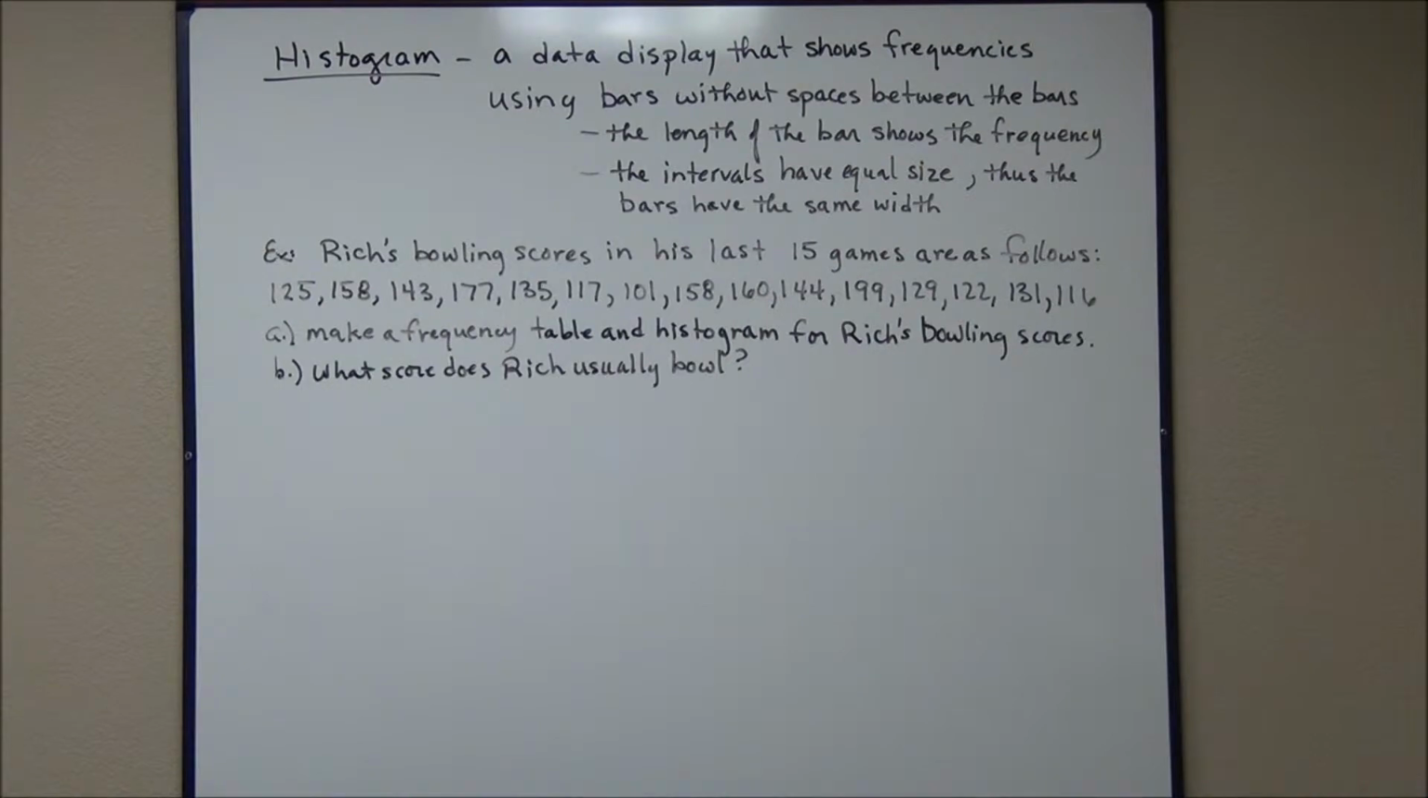So it's kind of like a bar graph, but it doesn't have the space in between them. The length of the bar shows the frequency, and the intervals have equal sizes, so therefore the bars are all going to be the same width. So I'm going to do an example here with some bowling scores.